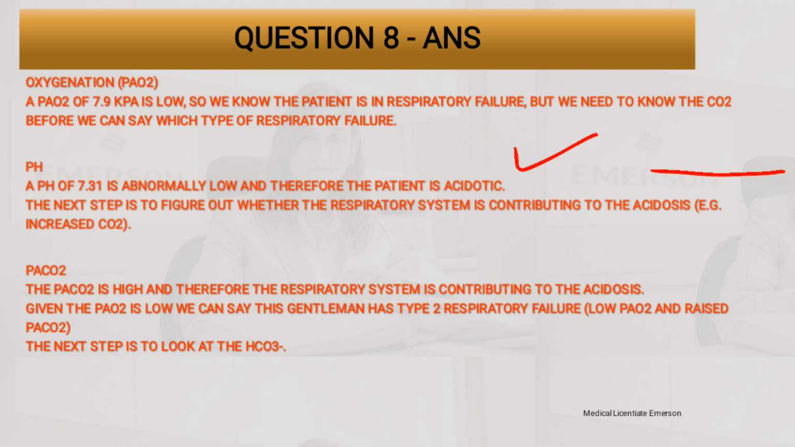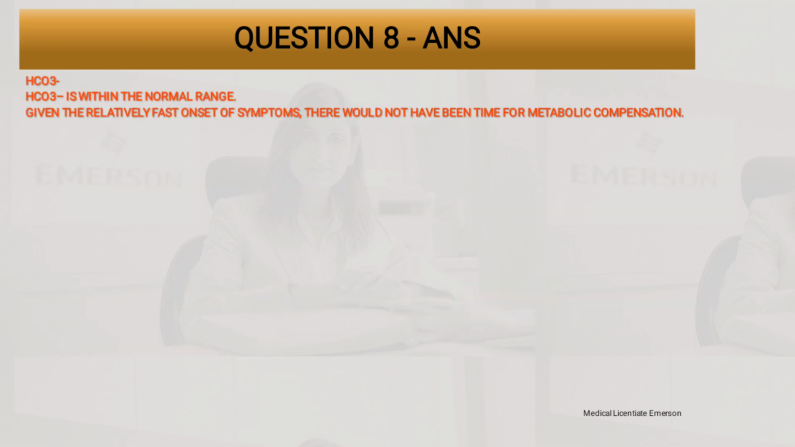So given the low partial pressure of oxygen, we can say that this gentleman has type 2 respiratory failure. So low partial pressure of oxygen and raised partial pressure of carbon dioxide. So we have hypoxia and hypercapnia. The next step is to look at the bicarbonate levels. So the bicarbonate level is within the normal range.